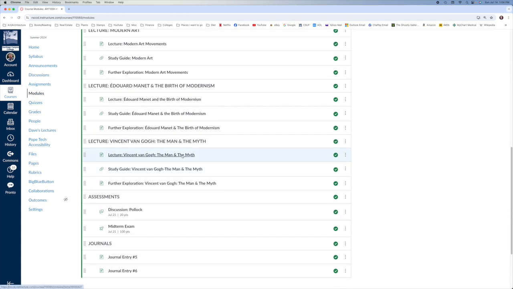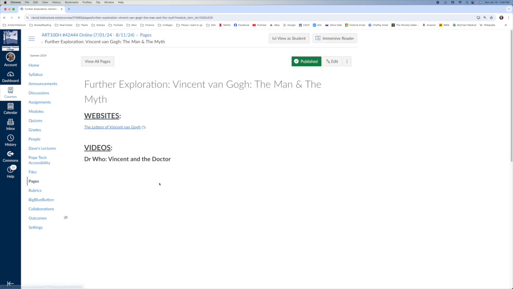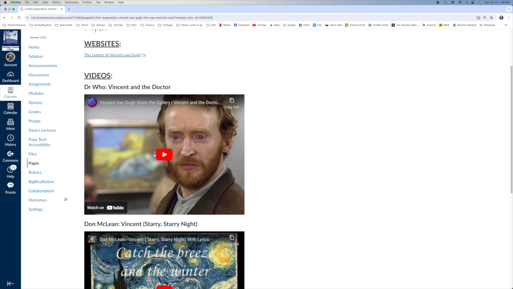After that, Vincent van Gogh lecture, study guide, further exploration section. A lot of what we know about Vincent is found in the letters between him and his brother and a few other family members. All of them that have been found have been scanned. They're compiled on this website. So if you want to take a look at a couple of those, it's pretty cool to see Vincent's writing and then to read the correspondence between him and usually his brother.